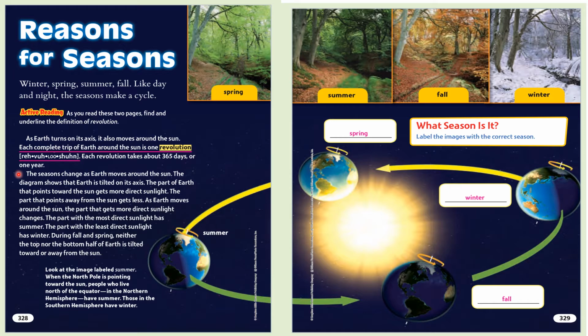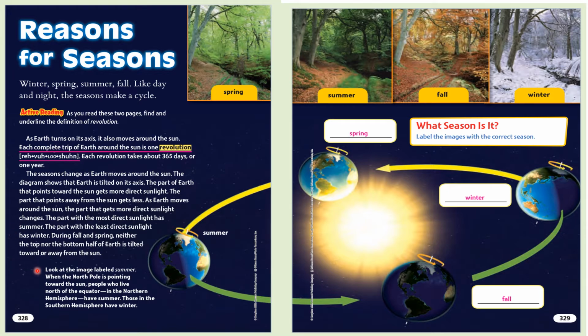The diagram shows that Earth is tilted on its axis. The part of Earth that points toward the sun gets more direct sunlight. The part that points away from the sun gets less. As Earth moves around the sun, the part that gets more direct sunlight changes. The part with the most direct sunlight has summer. The part with the least direct sunlight has winter. During fall and spring, neither the top nor the bottom half of Earth is tilted toward or away from the sun.